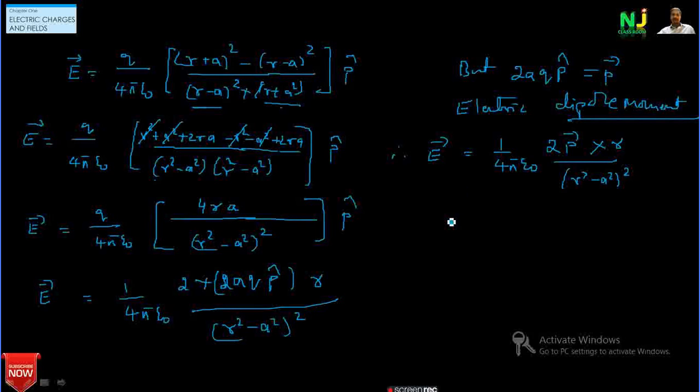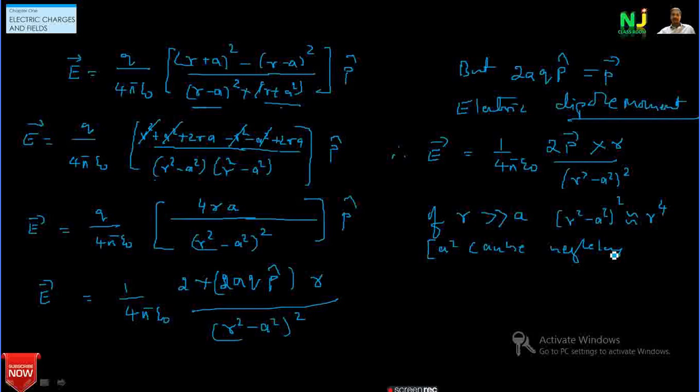Let us consider an approximation. What is the approximation? If you consider the distance of the point r from the center is very large compared to the length of the dipole, that is, if r is much greater than a, then (r square minus a square) whole square can be written as r to the power of 4. What happened? A square can be neglected in this formula.